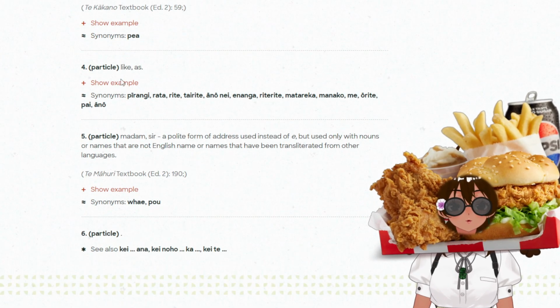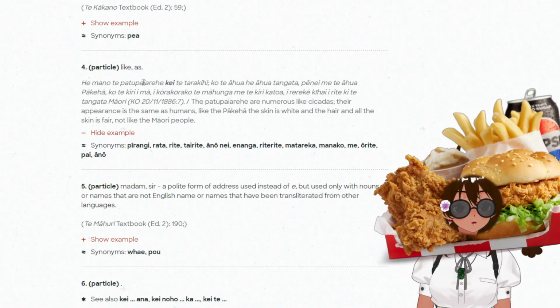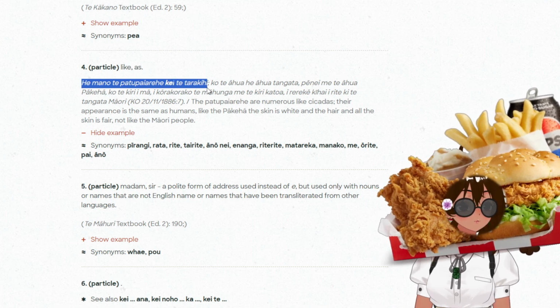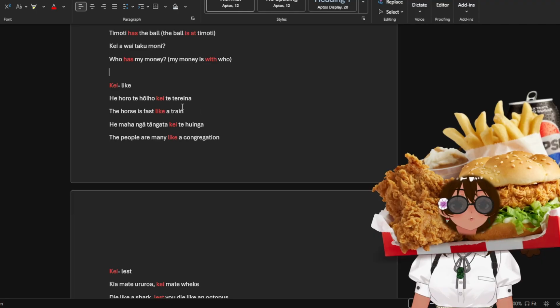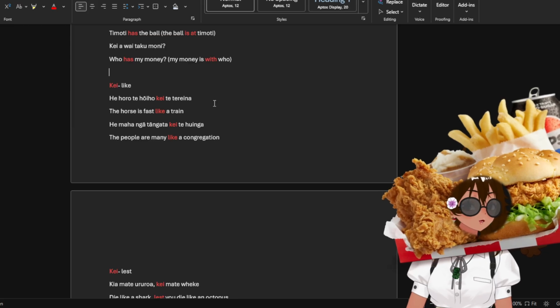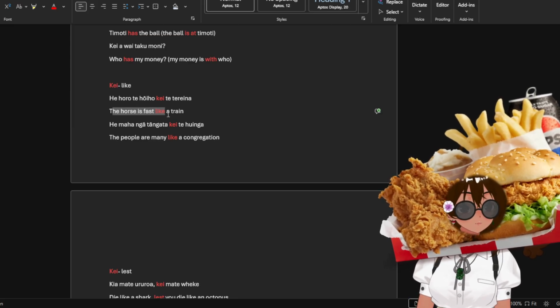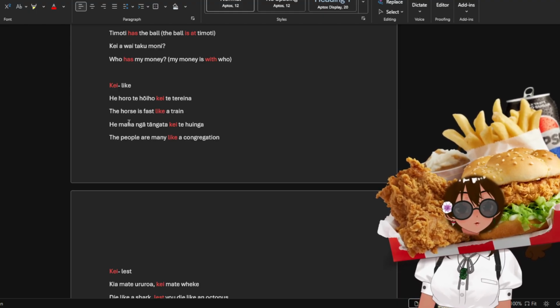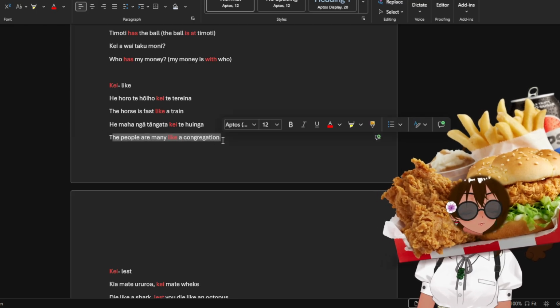Down here, it's a very specific example, which I believe means it's only used in situations where you're saying it's like something else, but in a comparative type of manner. So, you know, saying X is like Z. And for another example, he maha ngā tāngata kei te huinga. There are many people like a congregation.